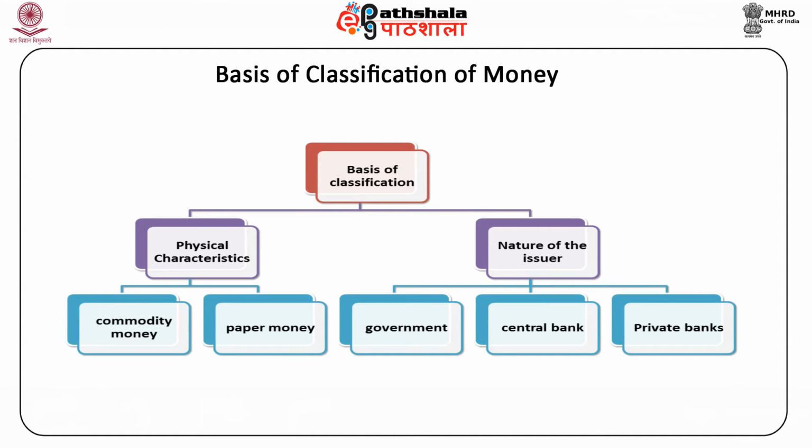Let us now discuss the basis of classification of money. Money can be classified in 3 ways. Firstly, it is based on physical characteristics or material of which money is made of. That is, whether it is in the form of commodity like silver or gold, or in the form of paper like currency notes. Secondly, it is based on the issuer of money in existence, whether it is the government or central bank or private banks. At present, in India, money is either issued by the government or the central bank.